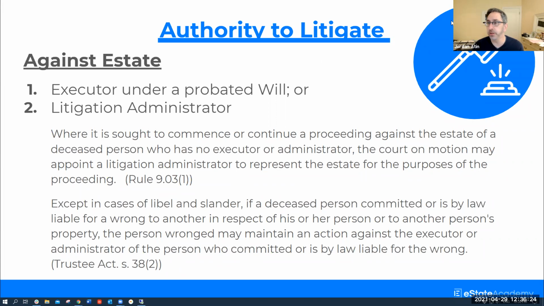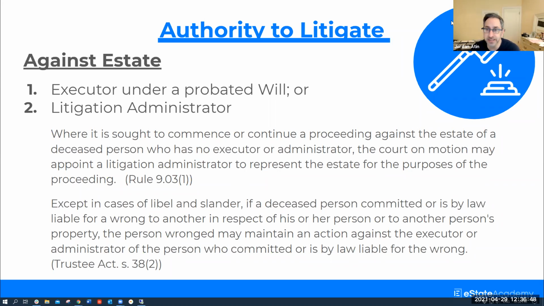So if you're out there representing a client who has a claim against a deceased person, how do you do that? Well, the first thing is, if the will has been probated, then you can sue the executor, and they have authority to defend that claim. But the little known one is the litigation administrator.